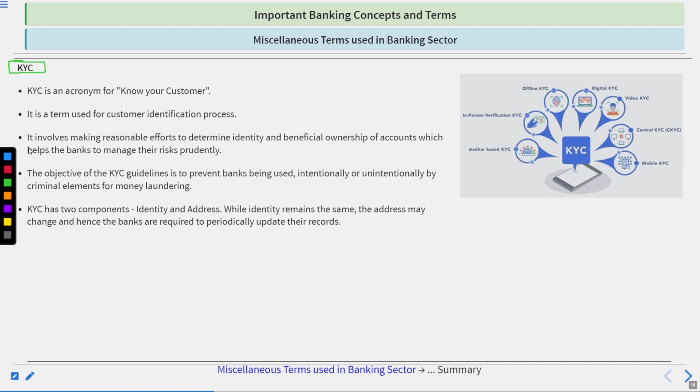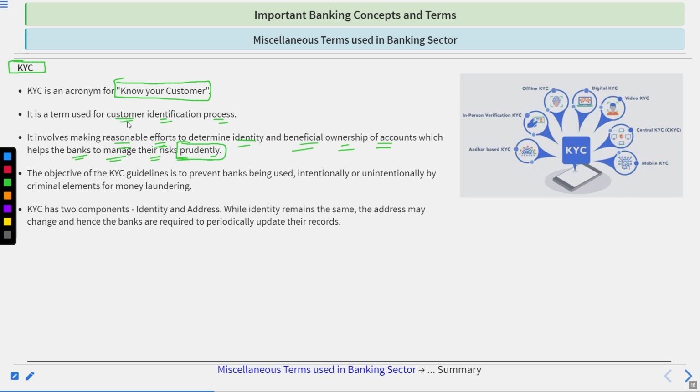Now the KYC. KYC, almost all of you are aware of this. KYC is actually an acronym which stands for Know Your Customer. It is a term used for the customer identification process. Like if anyone comes to the bank and asks for something, then the bank must do a KYC so that the bank could have the proper identity of the customer who is using the services. It involves making reasonable efforts to determine the identity and beneficial ownership of accounts, which helps the bank to manage its risk prudently or carefully.